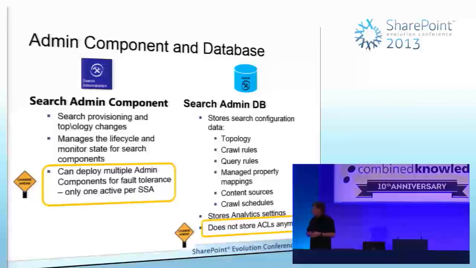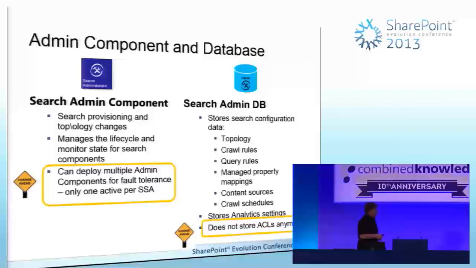And the search admin DB, the majority of it remains the same. So it contains information about the topology. So all the changes you make when you're talking to the admin service are propagated into that database. So you make changes to the topology, any crawl rules or query rules you make, any changes to the search schema by modifying managed properties, for example, they're all stored inside this database.